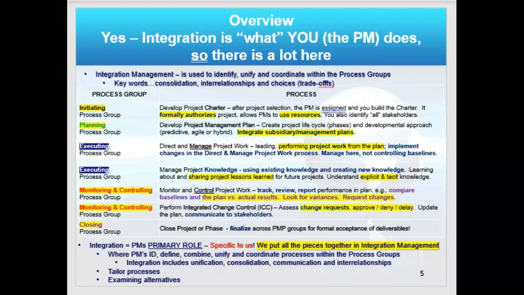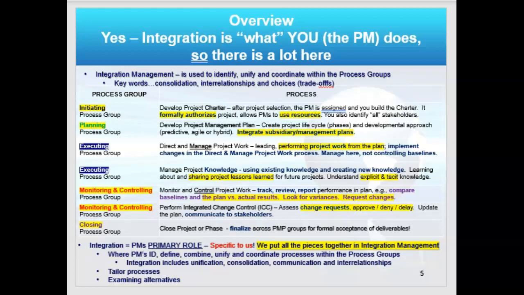In planning, you are looking to integrate all of the subsidiary plans. So the scope management plan, the cost management plan, the schedule management plan, the risk management plan, etc., etc. All the management plans you are looking to integrate. They have to match. I can't have more schedule than I have budget to cover it. I can't have more requirements in scope than I have quality to test it, right? And this is what we're doing.